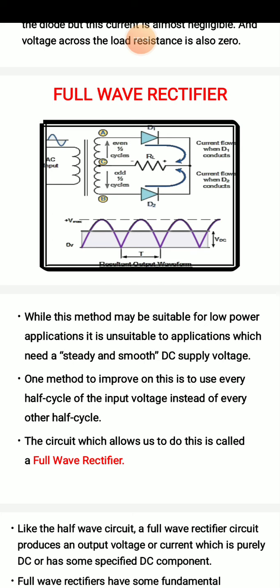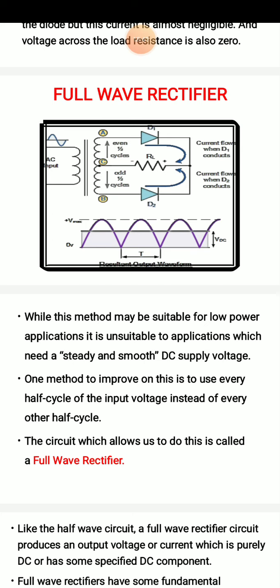You can see the circuit of the full wave rectifier. The points we can see here are A and B, and in between A and B, the point C is connected with the RL, and diode D1 and diode D2. You can see current flows when D1 conducts in the forward direction.